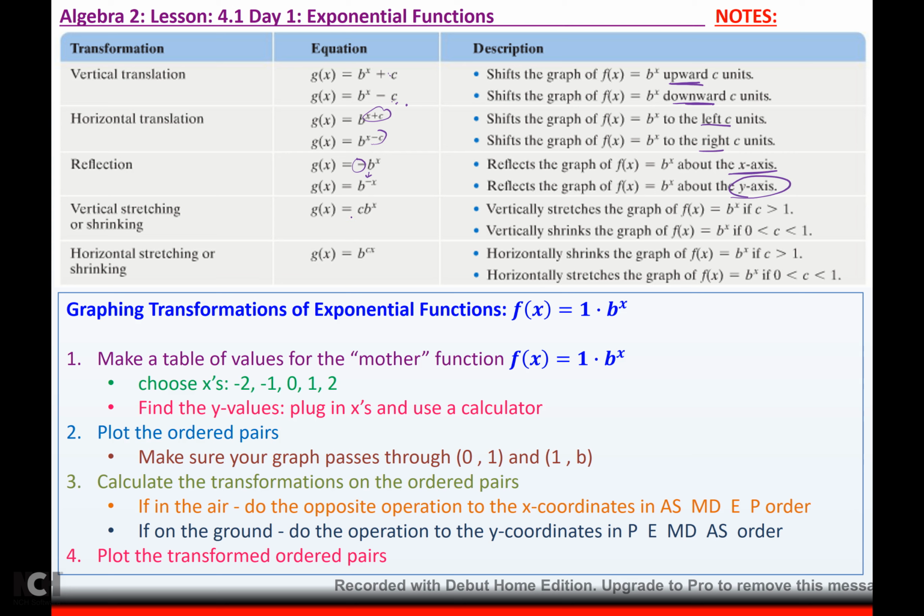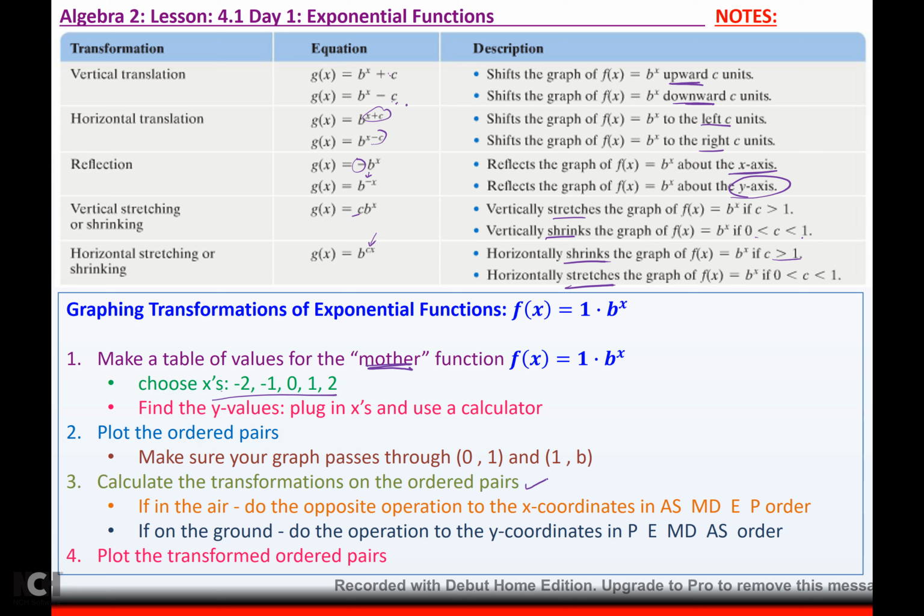If you multiply on the ground, that's going to be a stretch if c is bigger than 1 and a shrink if it's between 0 and 1. Whereas multiplying in the air is going to be a horizontal backwards, so it's going to be a shrink if c is bigger than 1 and a stretch if c is between 0 and 1. Okay, so you are going to do what we always do. You're going to figure out who mother is, find some ordered pairs for her, plot the ordered pairs.